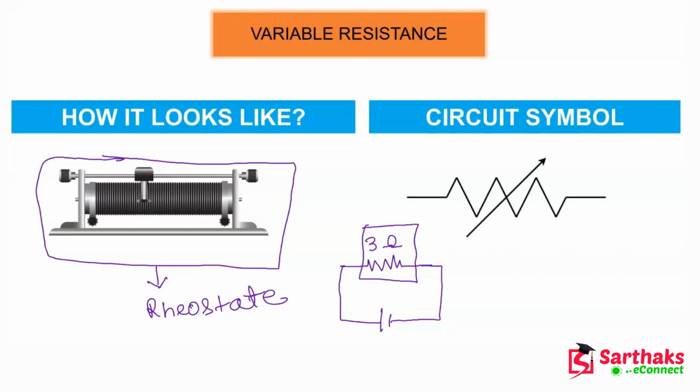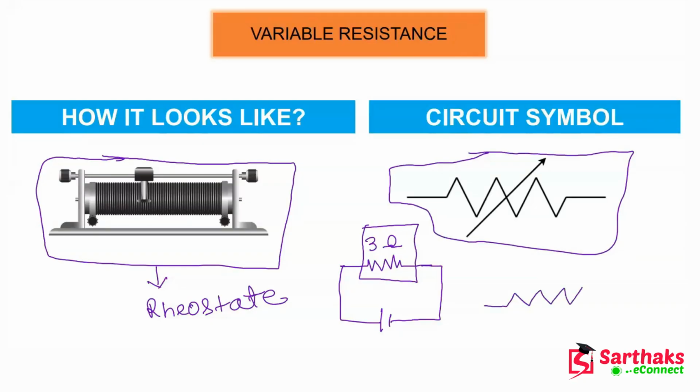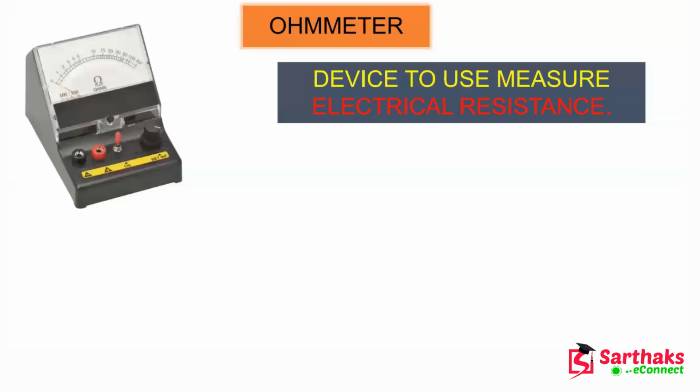Now let's move ahead. Another thing we forgot to learn is the circuit symbol of variable resistance. The circuit symbol of a normal resistance is this, but when you add an arrow like this, it becomes the symbol of a rheostat, or the circuit symbol of variable resistance. I hope you got it. I hope you are enjoying this lecture. This is very important and very interesting as well. You might not be feeling bored while understanding this.